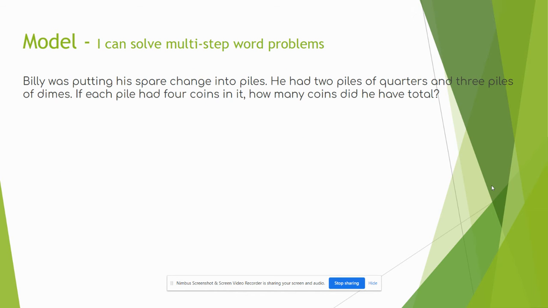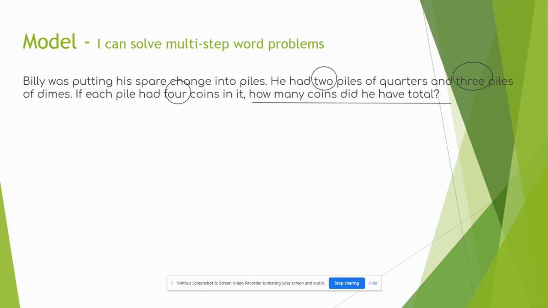Okay, Billy was putting his spare change into piles. He had 2 piles of quarters and 3 piles of dimes. If each pile had 4 coins in it, how many coins did he have total? This was a lot of information here. I'm going to start using the CUBES strategy and circle my numbers. I see 2 piles of quarters, 3 piles of dimes, and each pile had 4 coins in it. So 2, 3, and 4.